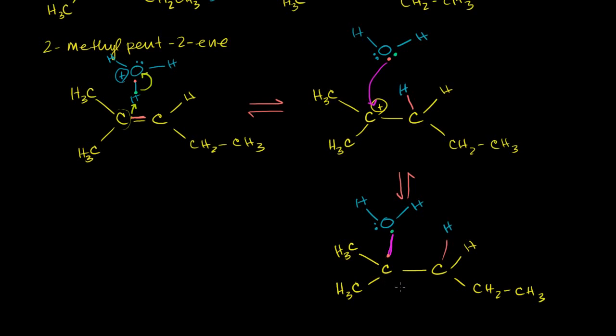Now carbon has 4 valence electrons. This carbon has 1, 2, 3, 4 valence electrons. This oxygen just lost an electron again, and so it now has a positive charge again.